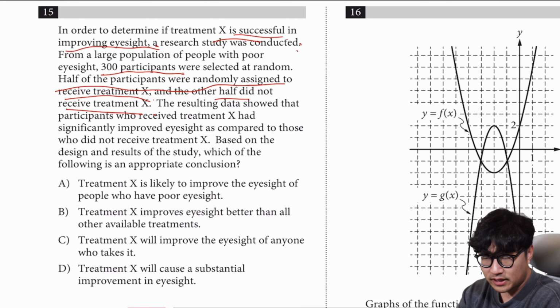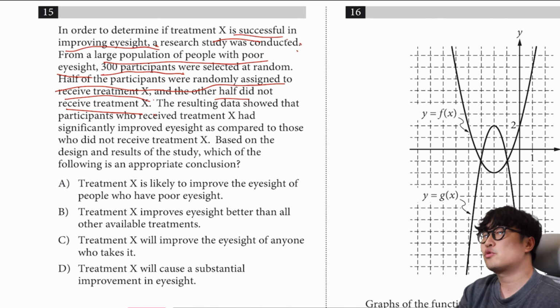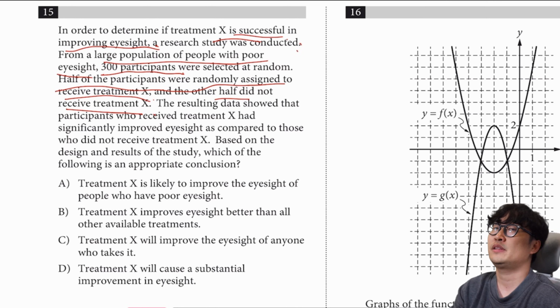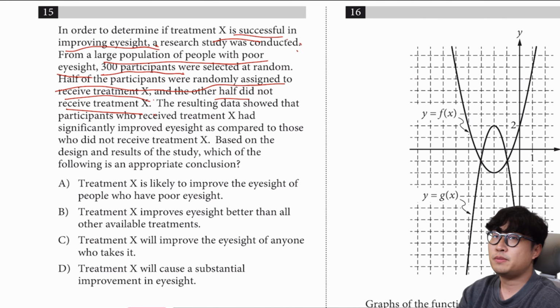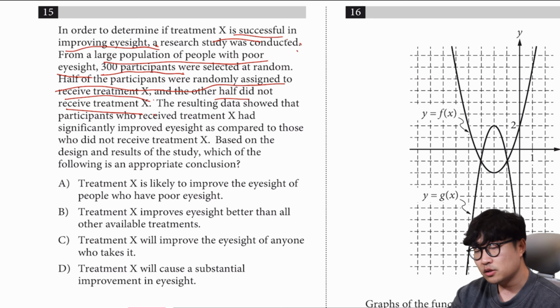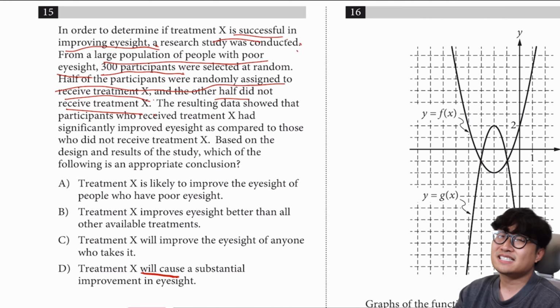Well, I guess they said a large population of people with poor eyesight. Yeah, but the other group wasn't given any sort of treatment. So you wouldn't know what could have happened to those people had you given treatment X to those other 150 people. What if you gave it to them, but the other 150 people didn't improve, right? So when they say it will cause, it's kind of extreme.